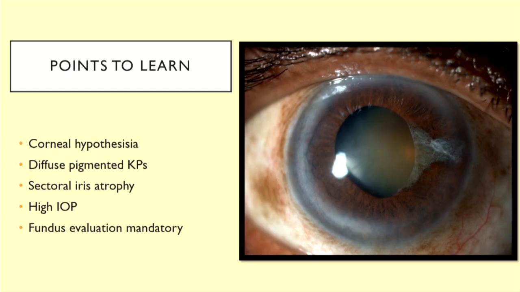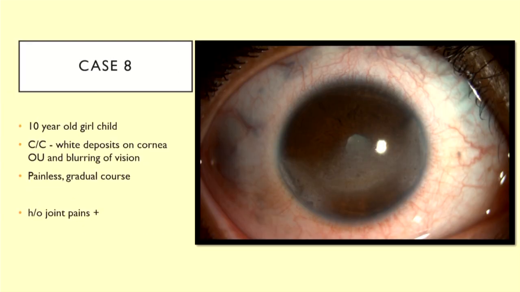Look for corneal hypoesthesia, that is reduced corneal sensations, diffuse pigmented KPs. This photograph beautifully shows a pattern of sectoral iris atrophy, very typically seen in zoster. Then you may have high intraocular pressure, and I again reiterate, fundus evaluation is mandatory if you're seeing a case of viral uveitis.